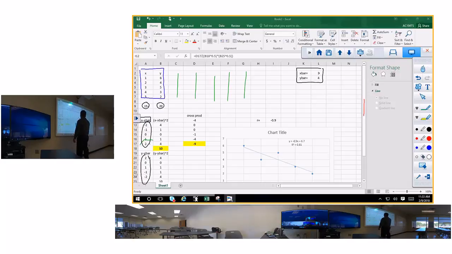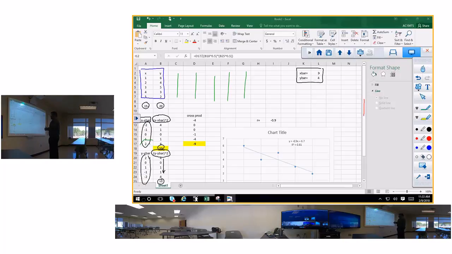Okay? 6 minus 4 is 2. 4 minus 4 is 0, and so on. And then you square it. Square the x's, and then square the y's. Add them up. 4 plus 1 is 5, 6, and that's 10. And add these up. And it just so happens that we get 10 for each. Now that is not going to happen all the time. Okay, but that's it. That's what you do.